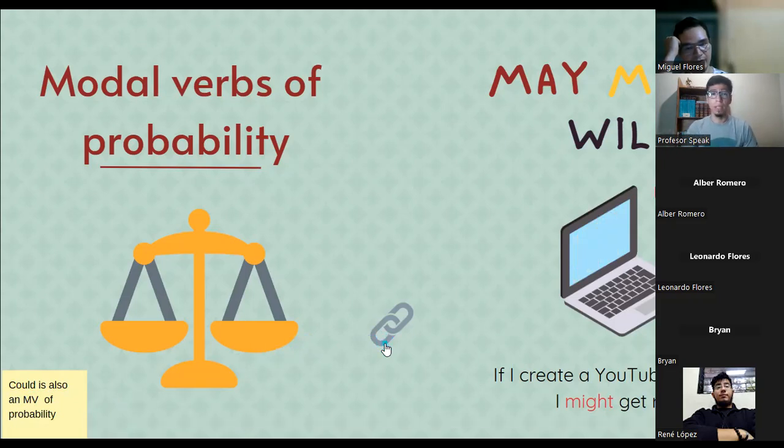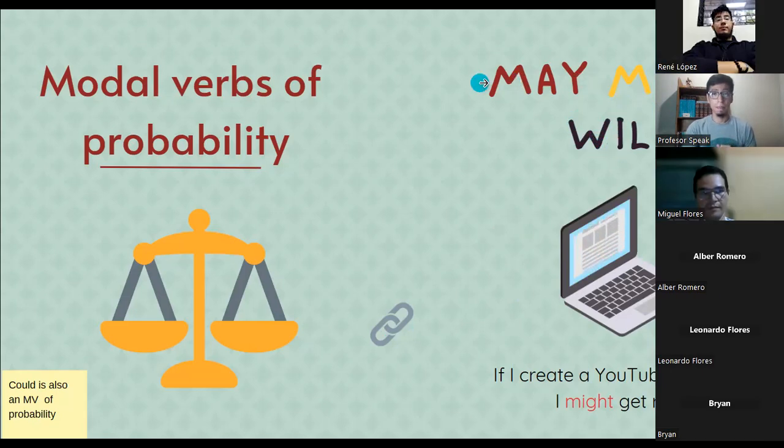Hey, I could go with you. I could have done this better than you. So this is what we say, but that doesn't have a degree of likeliness. But may, might, and will give a probability. Okay, Rene? Yes, must and can't could be modal verbs. They are modal verbs, but not for probability, but for obligation.